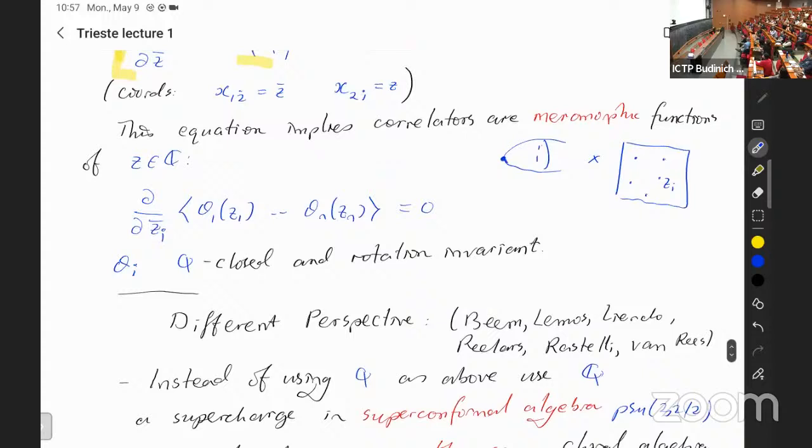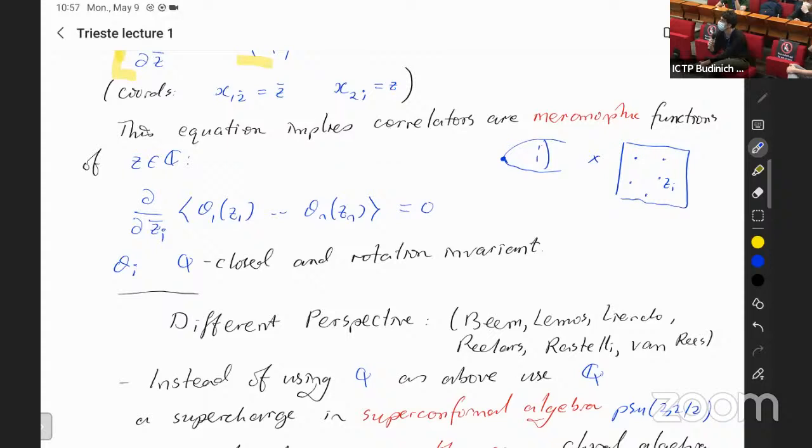Can you consider also extended operators on this cigar, like a line that wraps the theta cycle and so on? Did they give something interesting in the 2D theory? Yeah, that's a really good question.